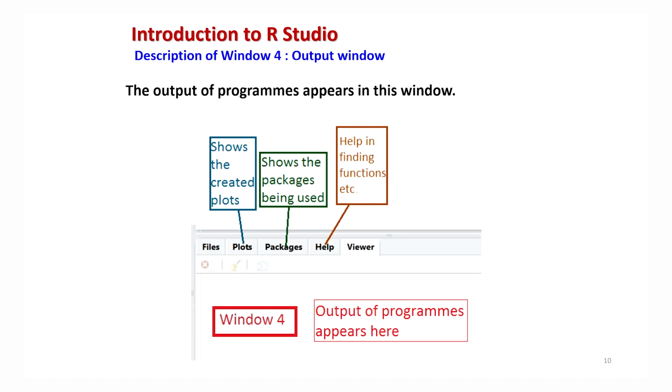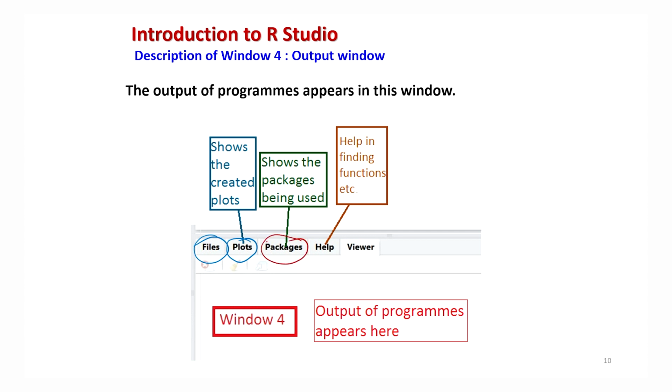Now about window number 4, this is very detailed. There are many options available here, right? I will give you a quick idea, and you will see when you execute some commands yourself in RStudio. Here is about the files: all the files stored on this laptop will be visible here. The next option is plot. Whenever you create any graphics, this is the part where your graphics will be visible, and you can perform different operations on those graphics.